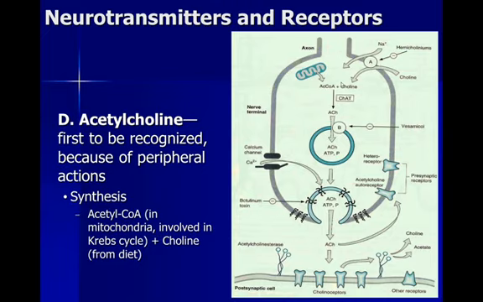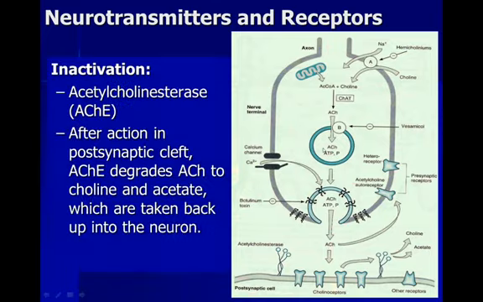Acetylcholine is synthesized from acetyl-CoA in the mitochondria, which is of course involved in the Krebs cycle, and choline, which we get from our diet. So this is a pretty big process. In my entire life, I would never ask you to memorize this, but there it is if you're interested in it.